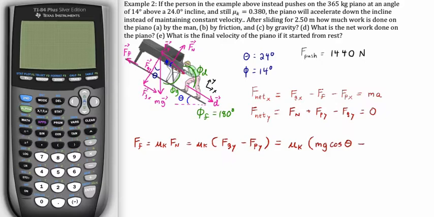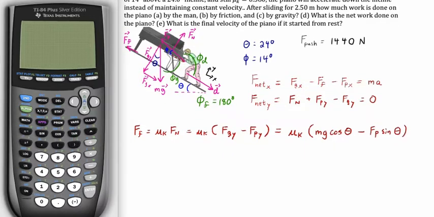Then minus, now we need the vertical component of the pushing force, because that's decreasing the normal force, right? The pushing force is going up, so we need this component of that force. That's going to be the sine component, so Fp sine phi. Now let's put that in to find the friction force. So actually we're in good shape to find the friction force. Excellent.